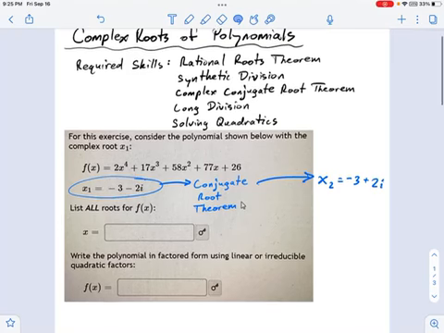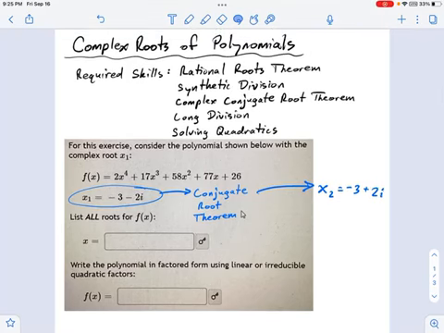This is an unusual example because normally when you have some kind of 2x to the fourth, 17x cubed, etc., you're going to go for the rational roots theorem. With the synthetic division and the guessing, you're going to make a list of possible roots, and then you're going to check them by synthetic division, see what's an actual root. But in this case, look at what's given to us.